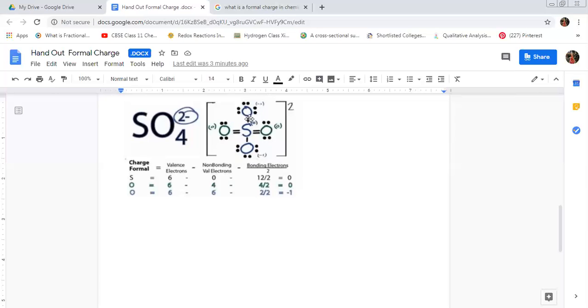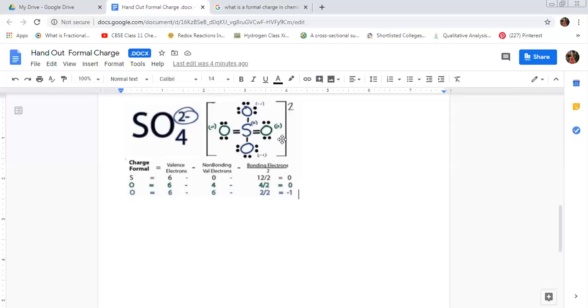Now in the case of oxygen with a single bond, the number of valence electrons is 6, minus non-bonding electrons. That means you have to count the dots present on the atom: 1, 2, 3, 4, 5, 6. How many are there? 6. Minus half the number of shared electrons. A single bond means 2 electrons, so 2 by 2 gives you minus 1. So oxygen with a single bond has a formal charge of minus 1.